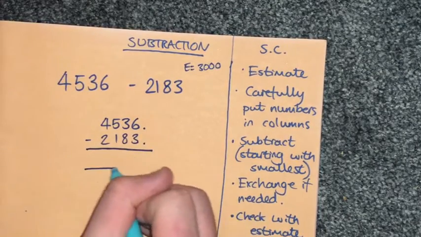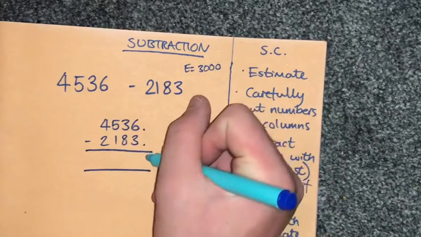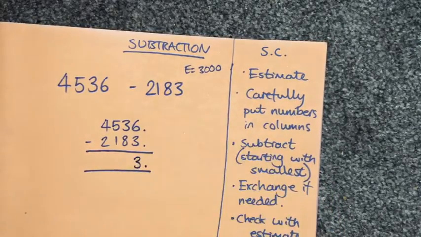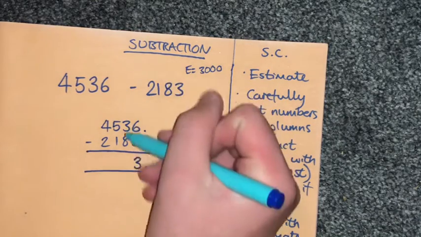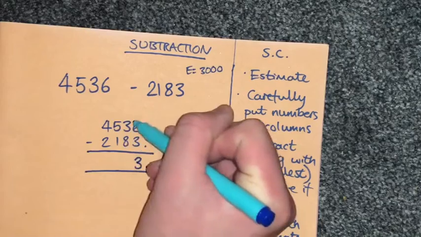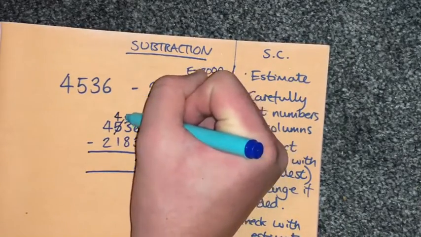And then I'm going to start subtracting from the smallest column I've got. So 6 take away 3 ones is 3, put my decimal point in. 3 tens take away 8 tens. Okay, this is where people say you can't do it, or you can do it, but you get a negative number, and we don't want negative numbers. So I'm going to exchange, I'm going to take one of those hundreds from there, so it becomes 400, and I'm going to put it on there.